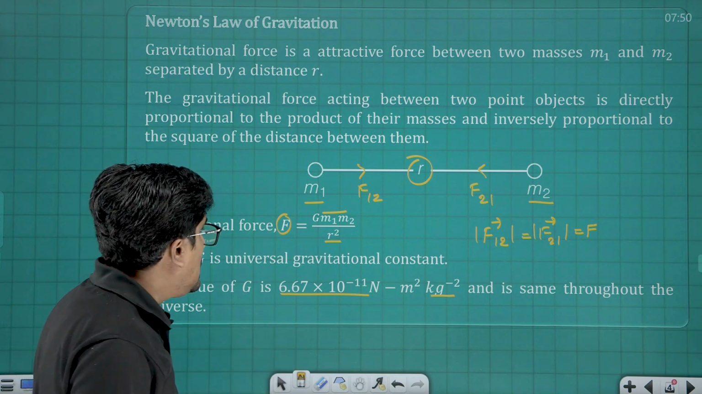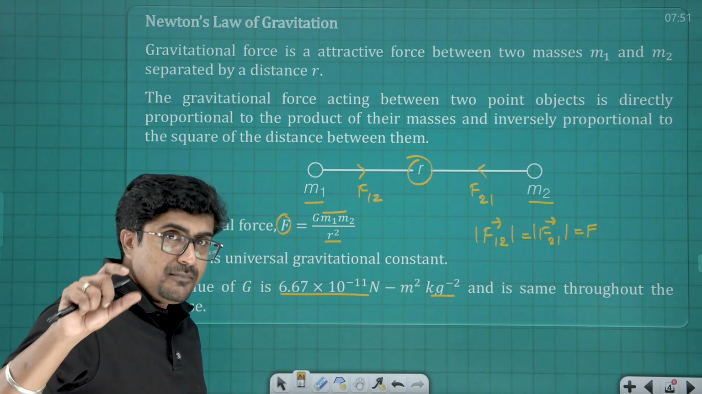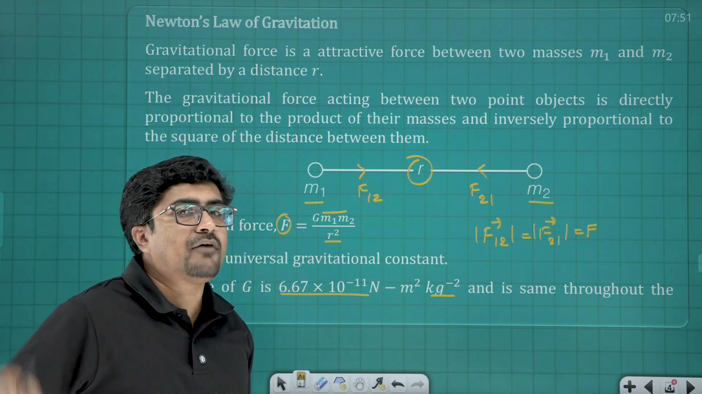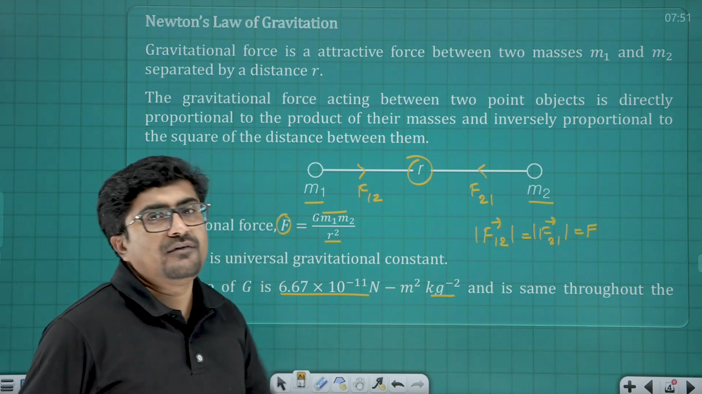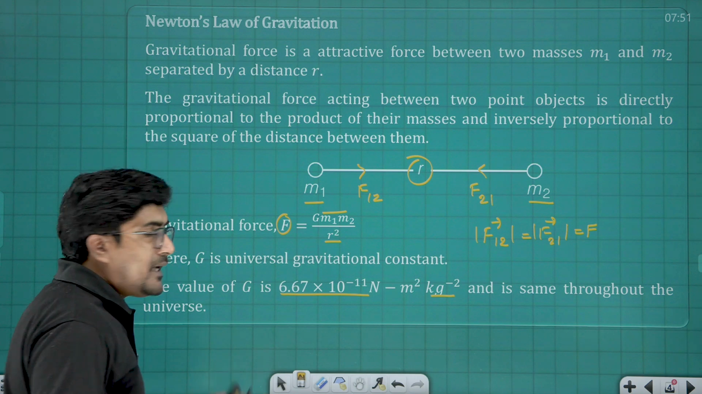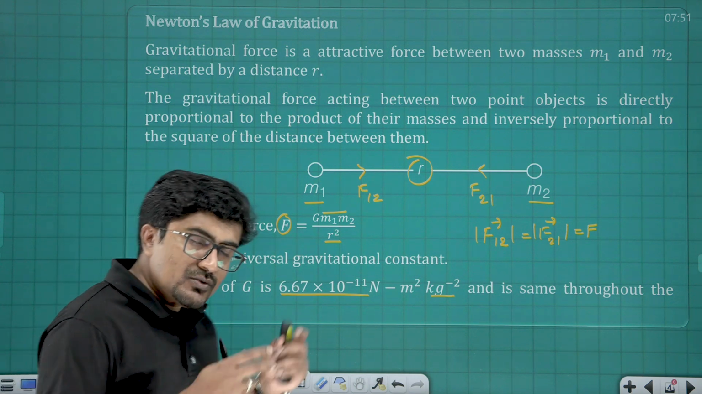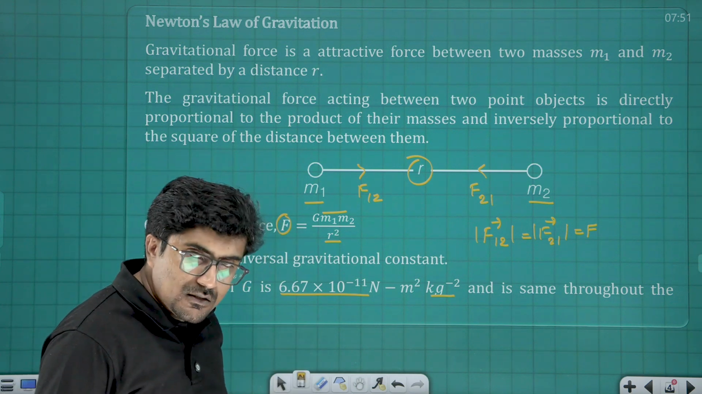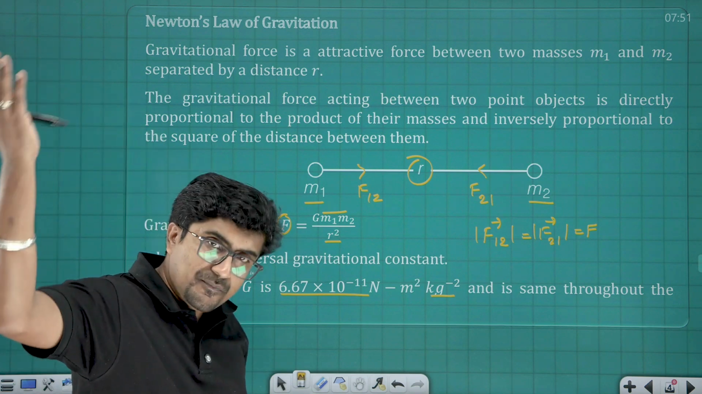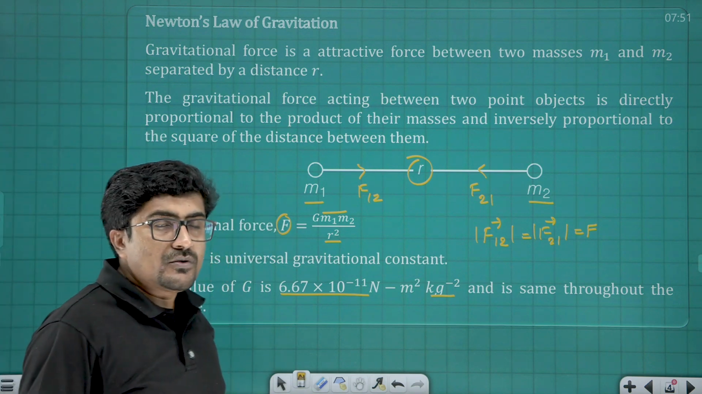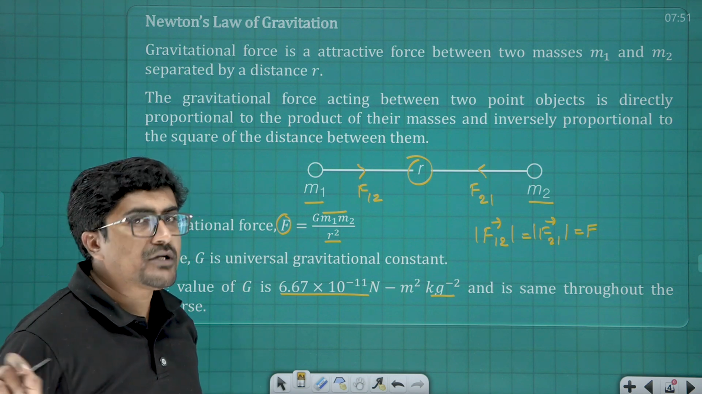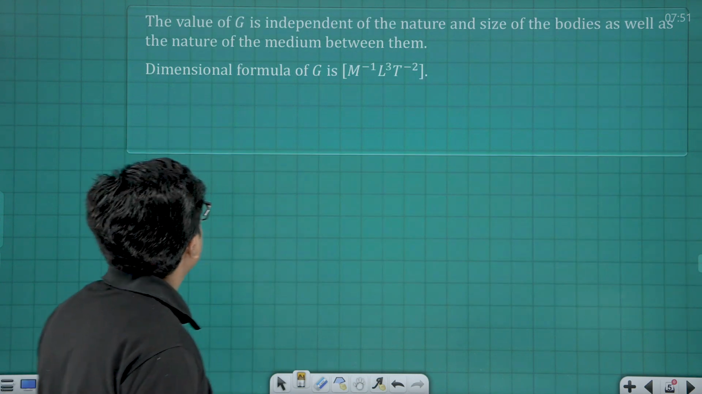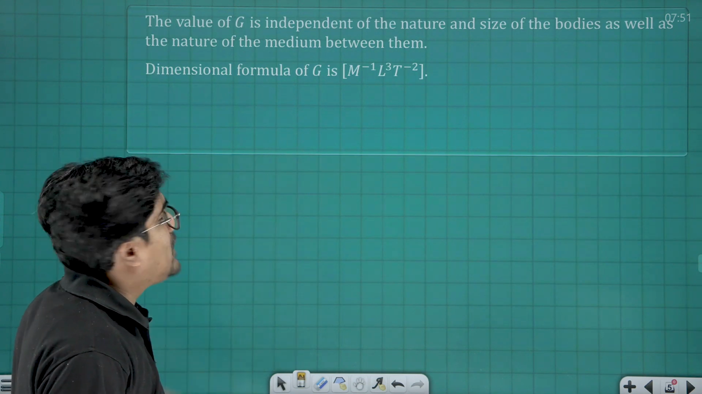And as the name itself says, it is universal gravitational constant. That means that is a constant which is same everywhere in the universe. So that is not going to change its value. It's going to be everywhere. That means at Earth also it's going to be the same, in some other place in the universe also it's going to be the same thing. That's why we call it universal gravitational constant, isn't it? And obviously the dimensional formula is there.